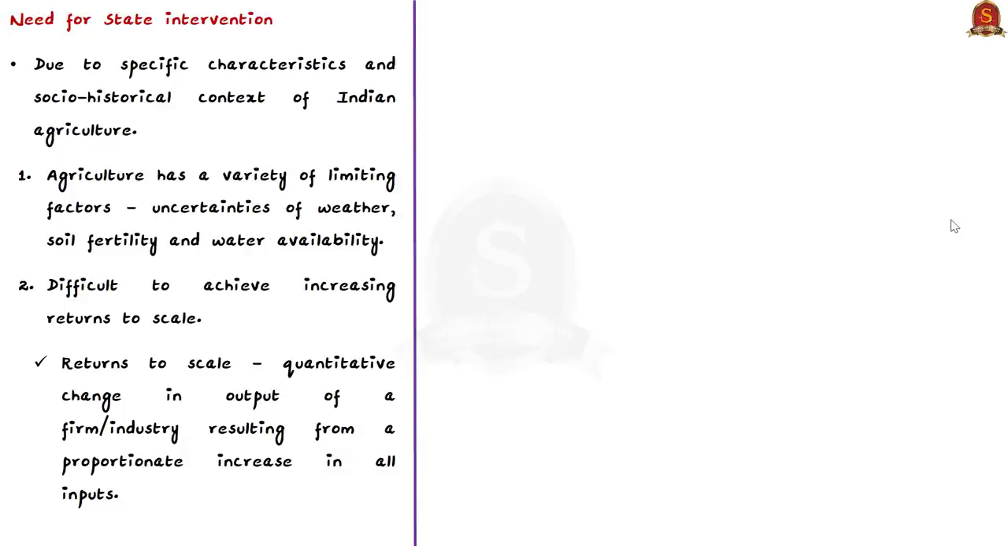First, what is the need for state intervention? See, the main need is because of specific characteristics and socio-historical context of Indian agriculture. So first, let us see what are these characteristics and context or conditions.